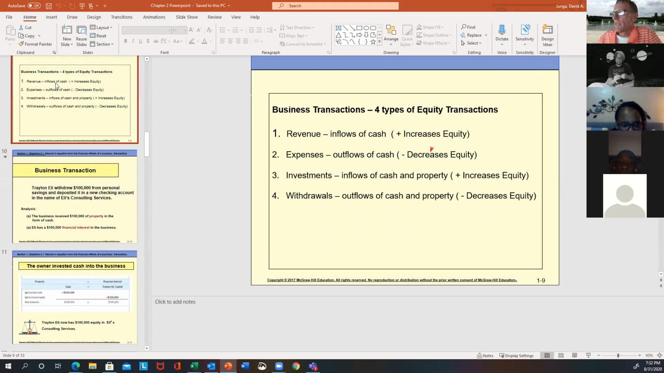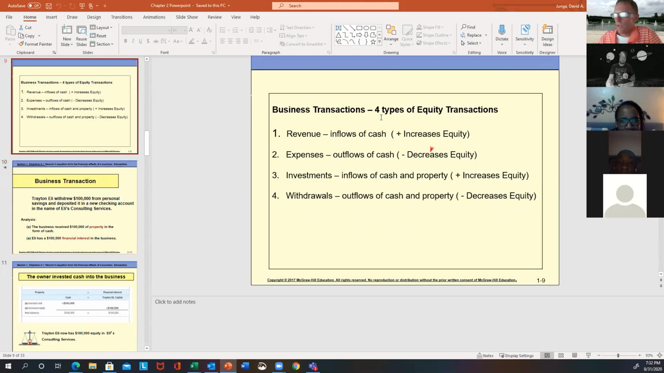Keep in mind that in looking at all these transactions, they should all fall into one of these categories. It's either going to be a revenue item or an expense item. It's going to be either an investment or a withdrawal. To keep it simple, there are four different types of transactions we're going to be looking at.